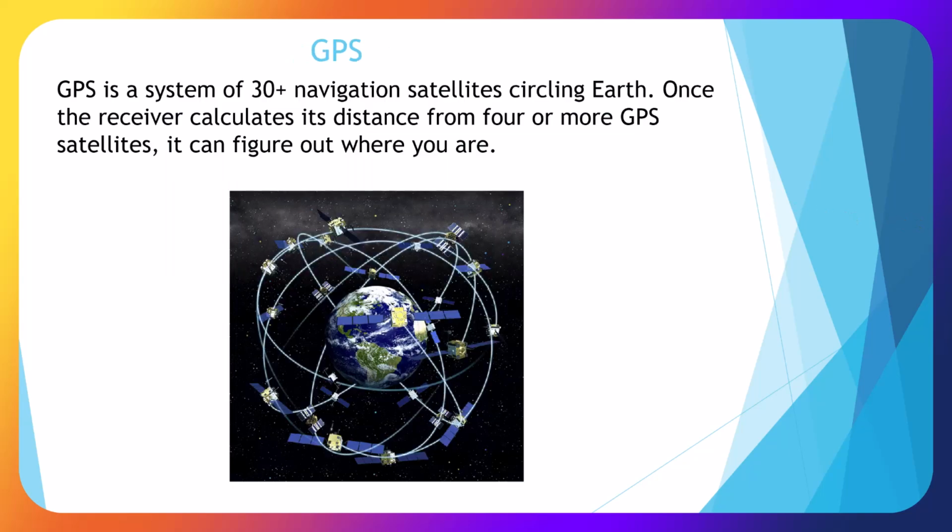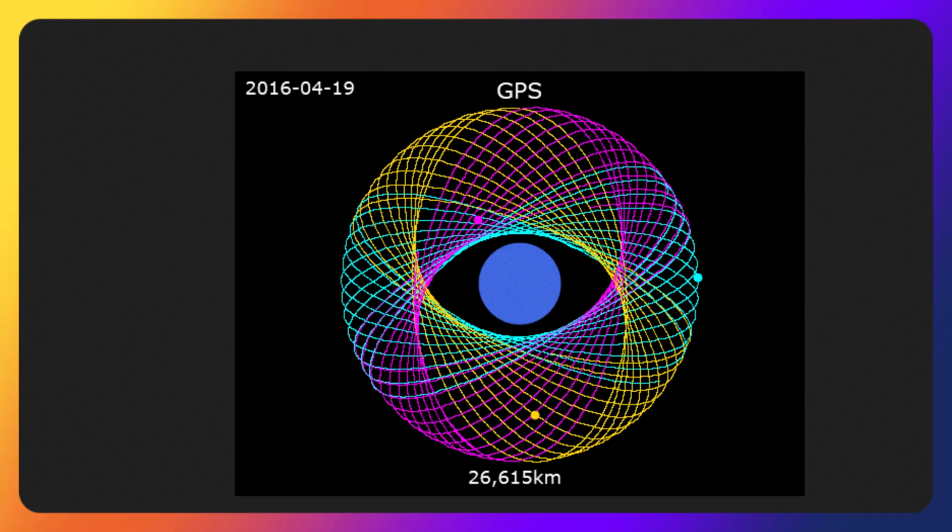GPS is a system of 30-plus navigation satellites circling the Earth. Once the receiver calculates its distance from 4 or more GPS satellites, it can figure out where you are. And this system, GPS, is for the US only. Here's an animation of GPS satellites particularly, and how they grow over the years. This is between a period of, it looks like, 2013 and 2018.